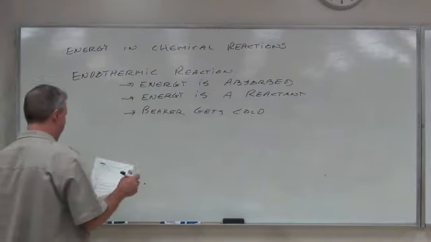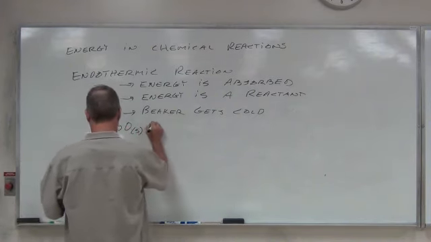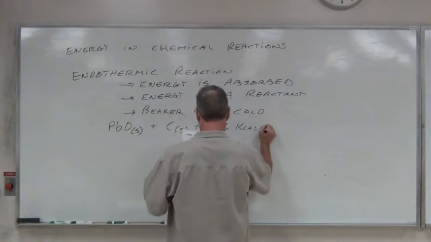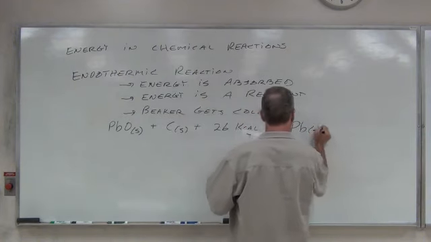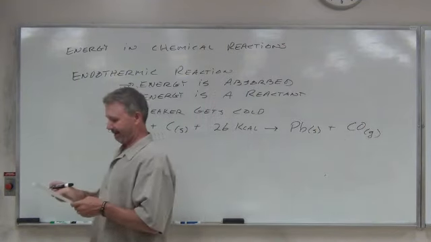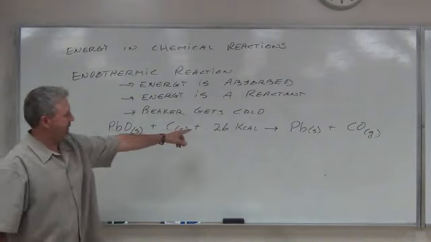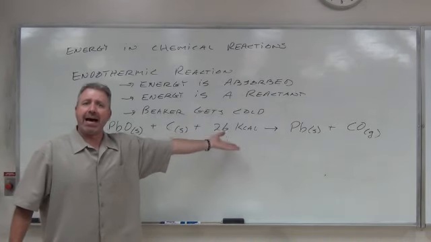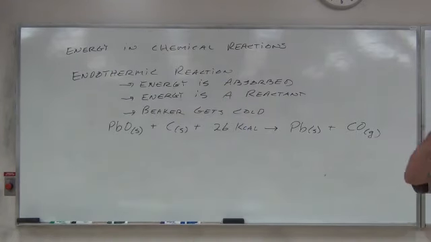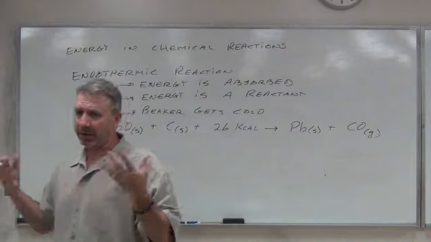We have an example here. PbO, lead 2 oxide, plus carbon, which is a solid, plus 26 kilocalories, goes to lead solid plus carbon monoxide. See how energy is a reactant here? Energy has to be added to the reaction in order to get the reaction to go. And sometimes that can be provided by a flame, a laser, any kind of heat, the environment, whatever.